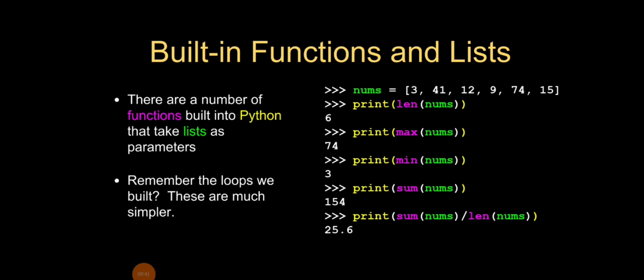So len is used to find the length of the list, max is used to get the maximum value in the list, and min is used to get the minimum value in the list. Here we are using sum to get the sum of the values in the list, and finally we are using sum of nums divided by length of nums. Here you have to sum all the elements in the list and then divide by the length of the list. So here the sum of the list will be 154 and the length of the list will be 6. So 154 is divided by 6 and the output will be 25.6.